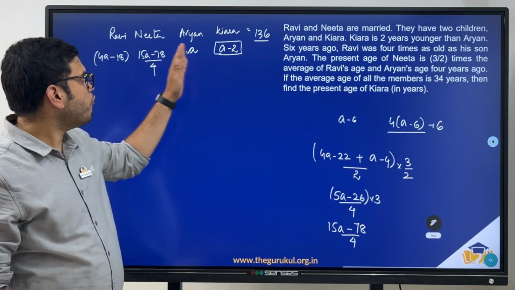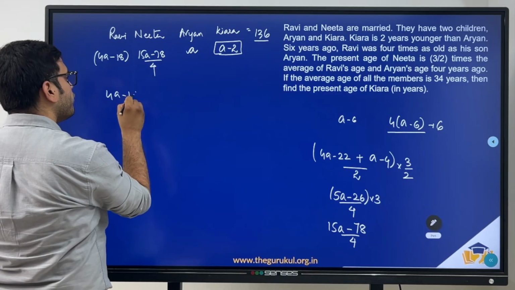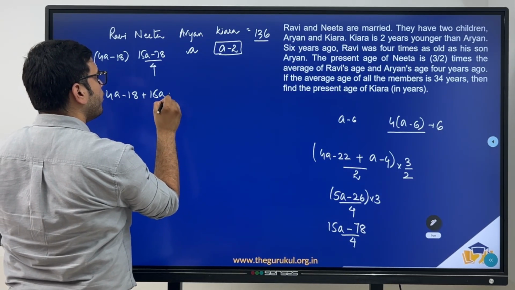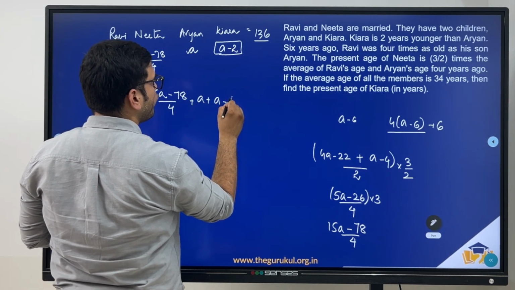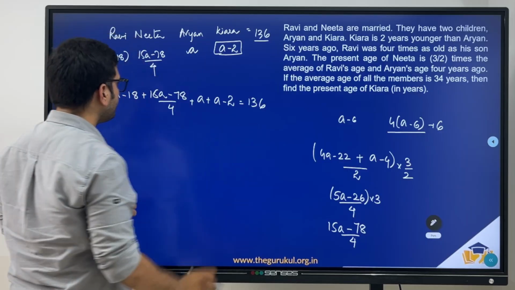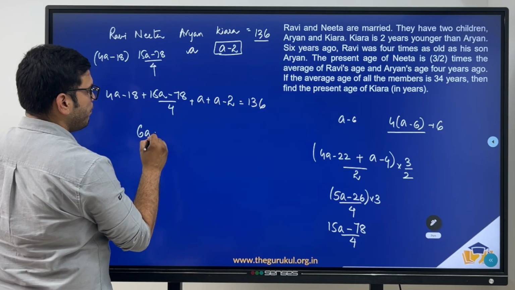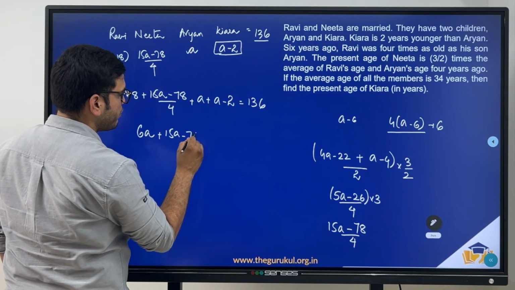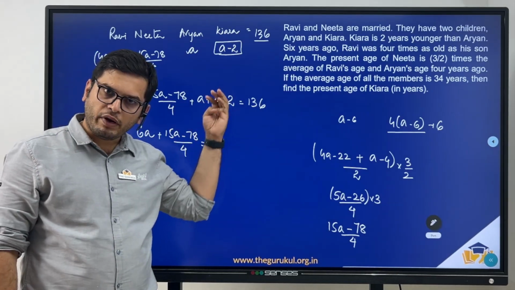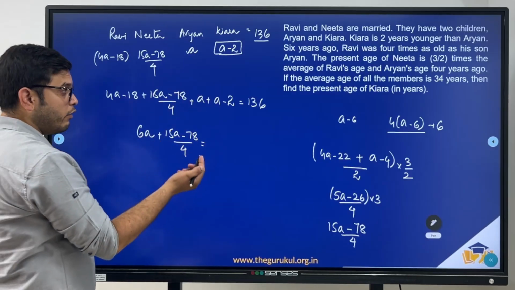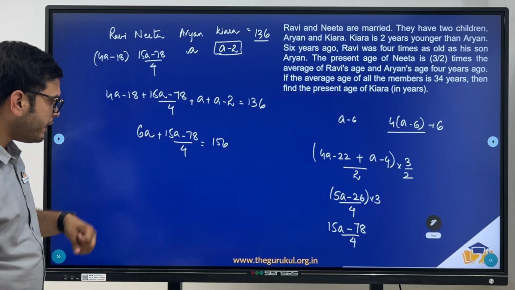Now we know that the sum of all these ages should be 136. So we have 4A minus 18 plus 15A minus 78 by 4 plus A minus 2 is equal to 136. So 4A plus 2A, 6A, plus 15A minus 78 by 4. Now this should be equal to 136 and minus 18 minus 2, minus 20 when sent to the right hand side will become plus 20. 136 plus 20, 156.